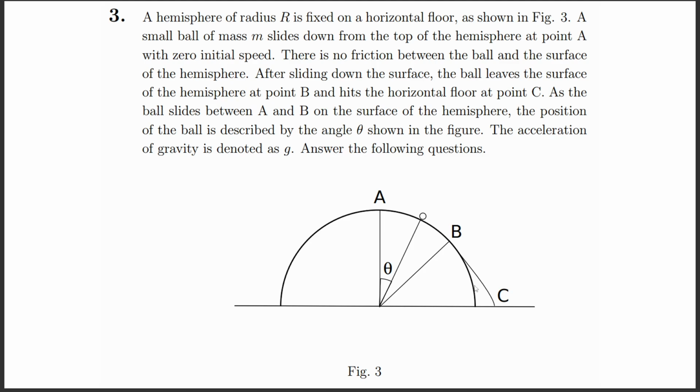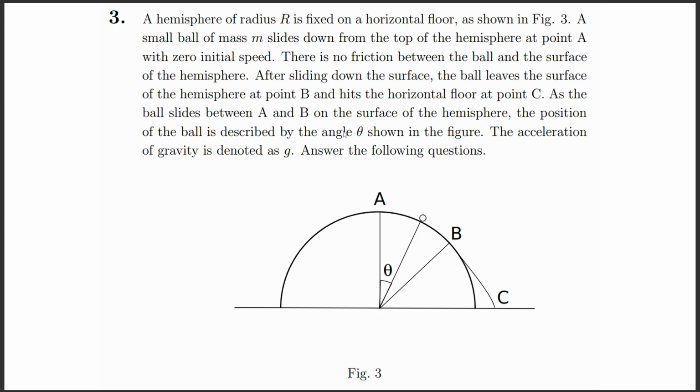There's a hemisphere of radius r fixed on the horizontal floor, with a small ball of mass m sliding down from the top of the hemisphere at point A with 0 initial speed. There is a ball m. It moves here with 0 initial speed. There is no friction, and after sliding on the surface, the ball leaves the surface of the hemisphere at point B. Then it hits the horizontal floor at point C.